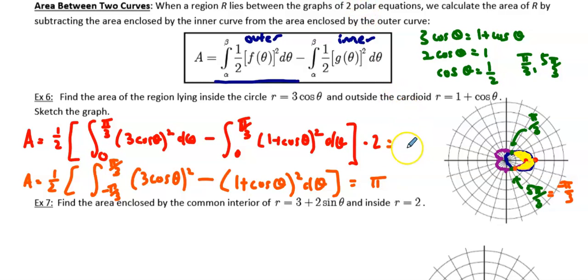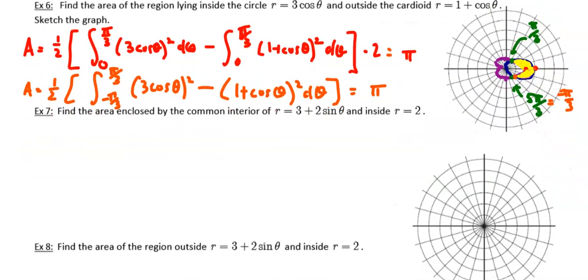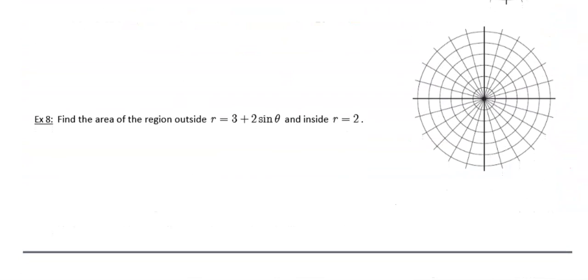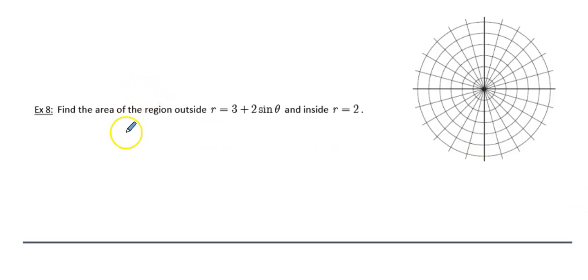So both these answers are going to be pi. So let's do one more example of this and see if you guys are okay with what's going on. And like I said, whatever method speaks to you is the way you should do the problem.